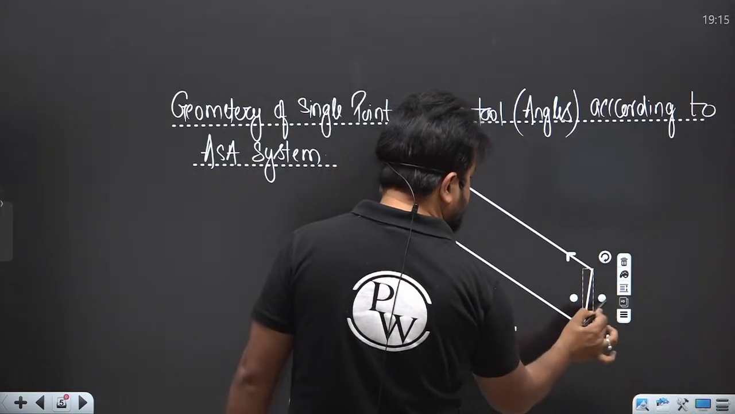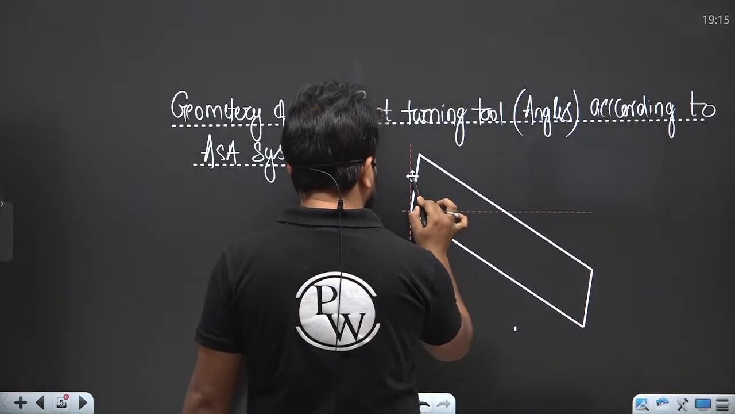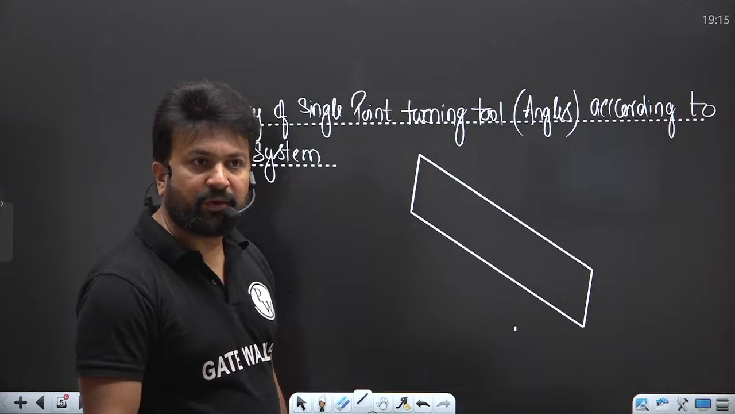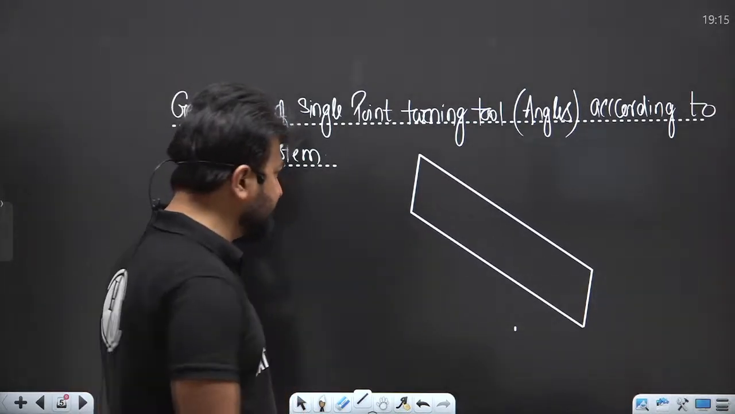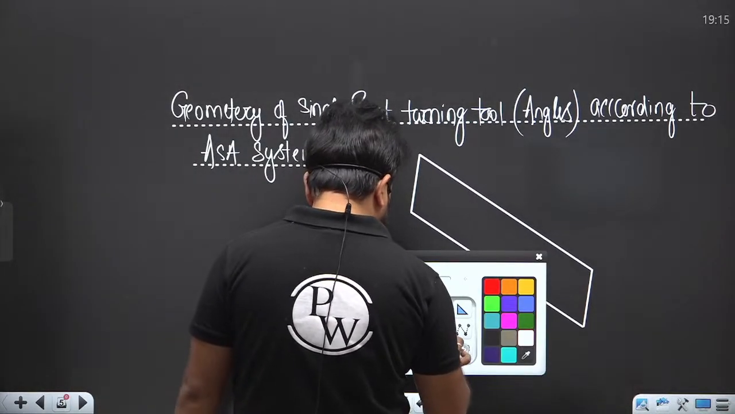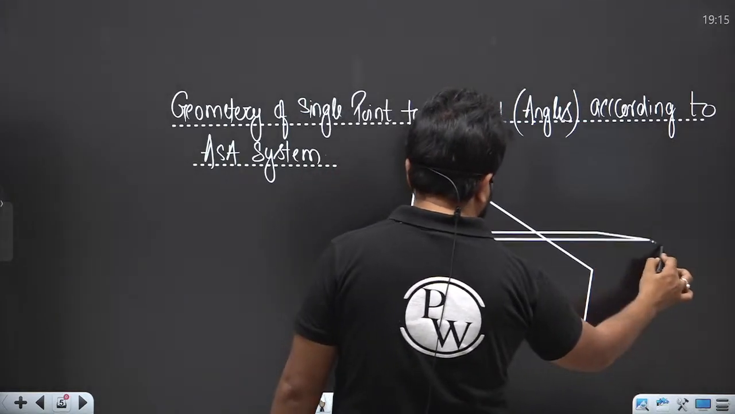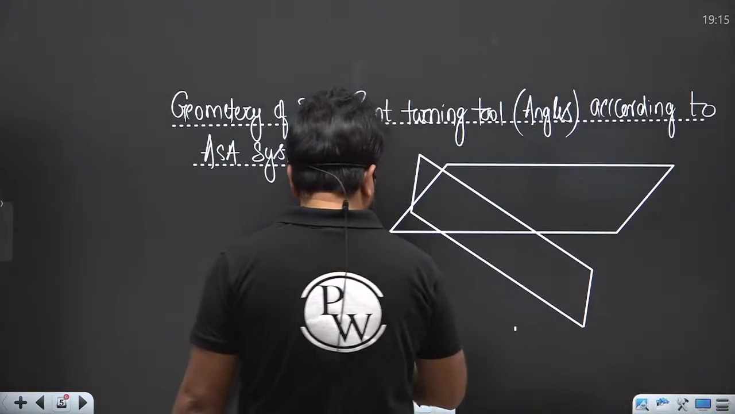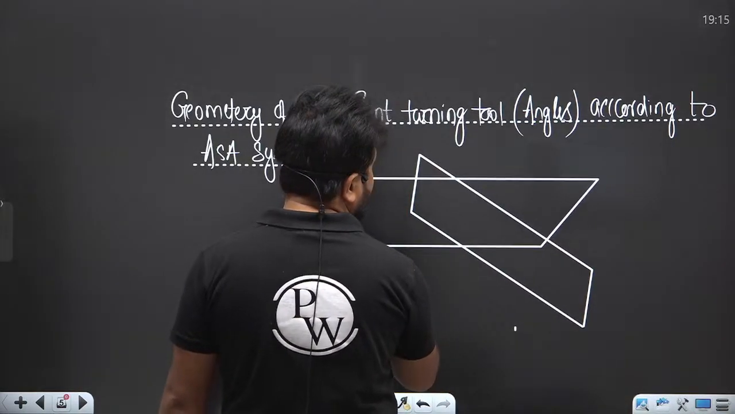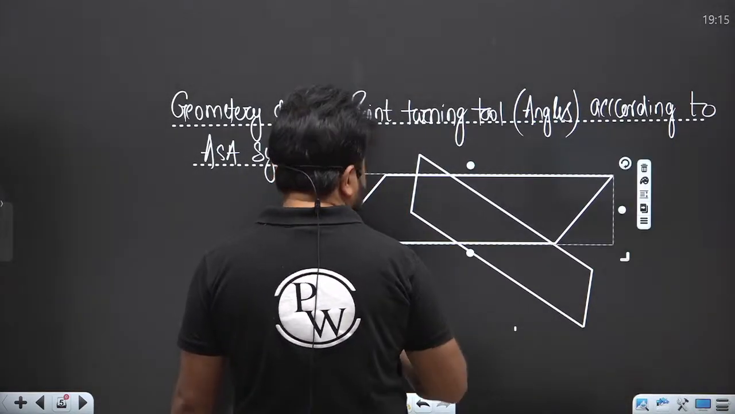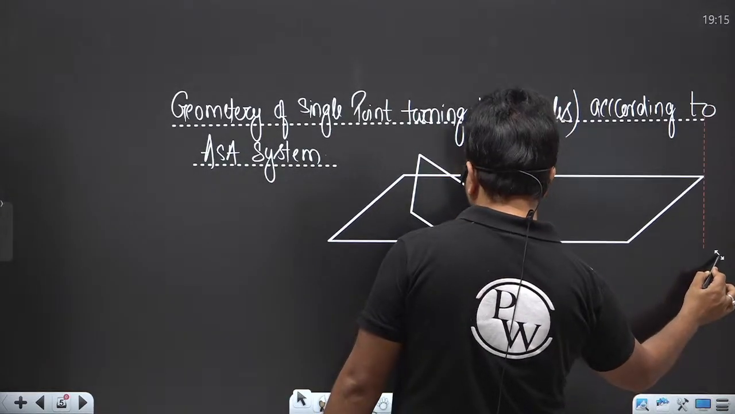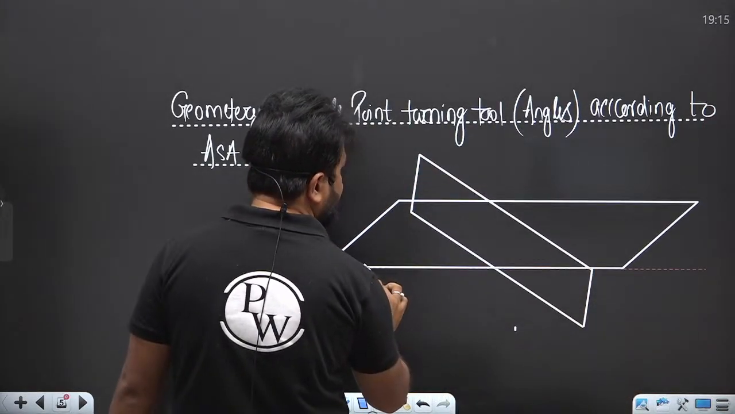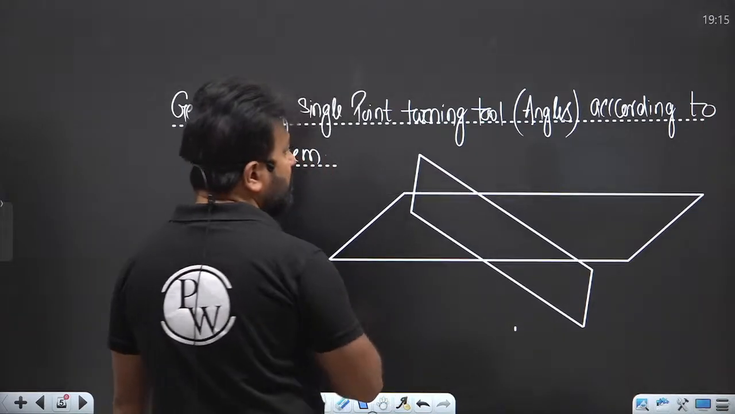Look, this is a plane, the first plane, in which we are trying to understand the angles. There is another plane, this is the other plane. Now you can see that this plane is perpendicular to this plane.